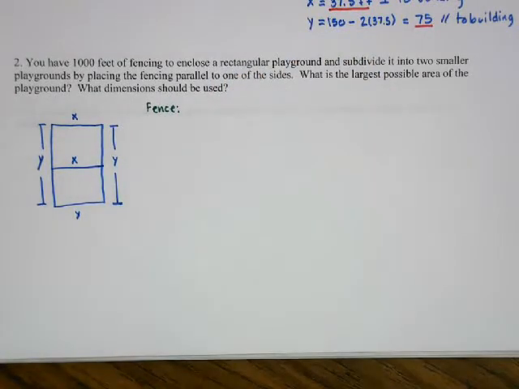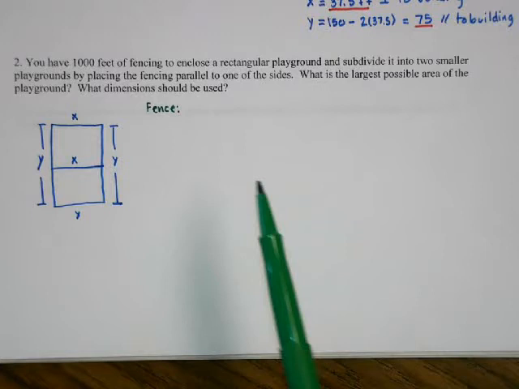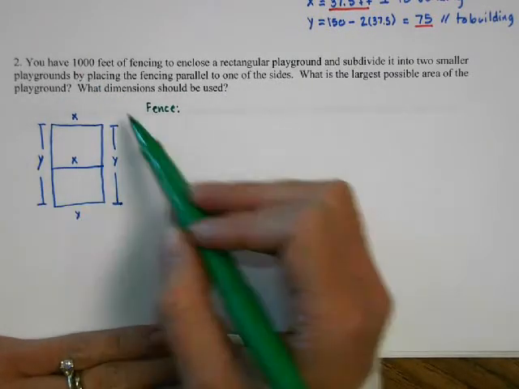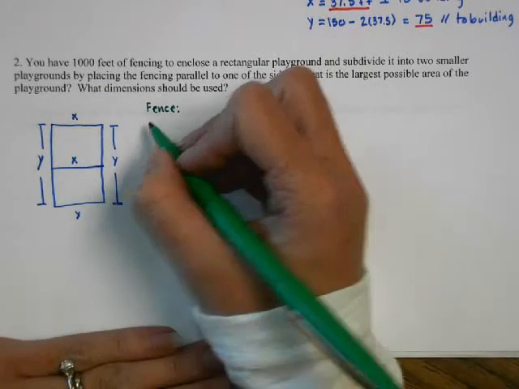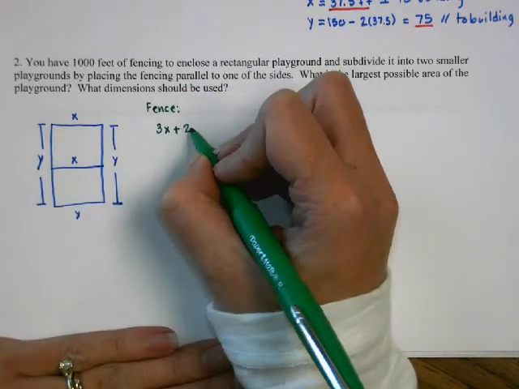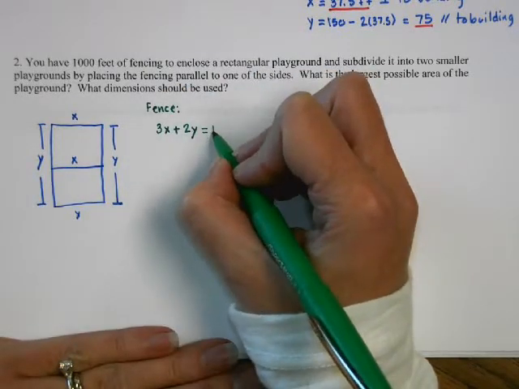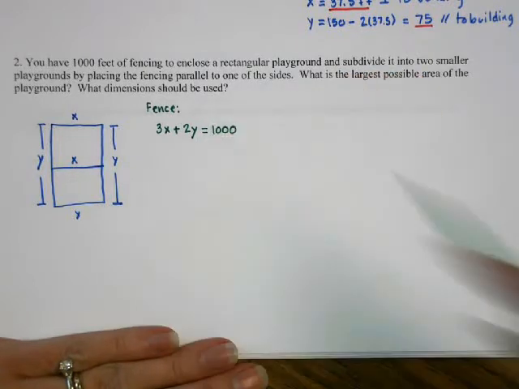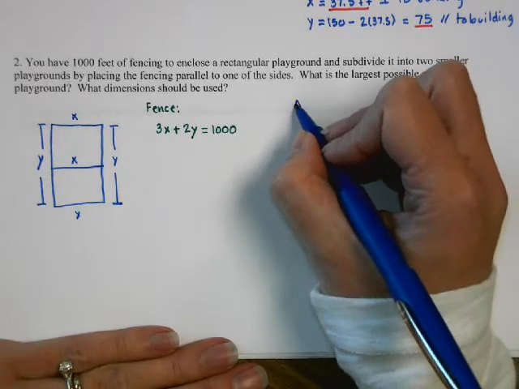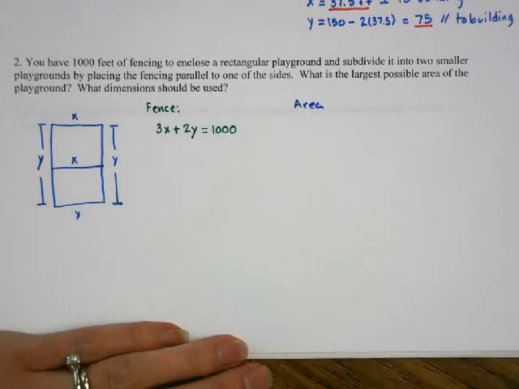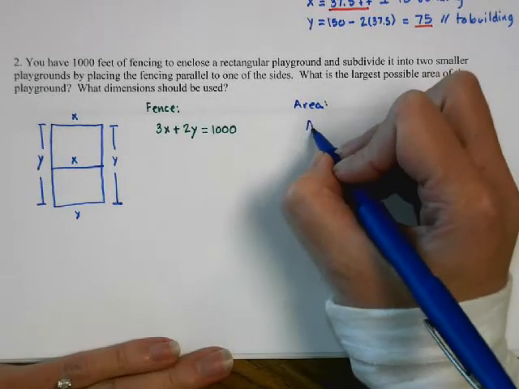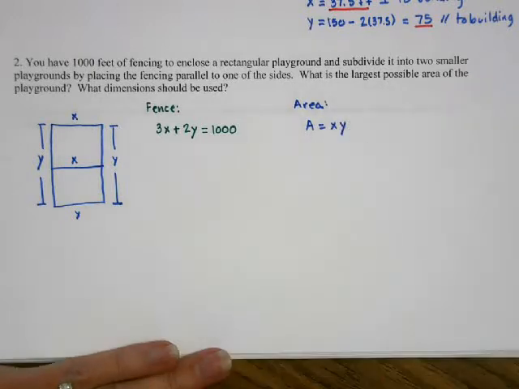Again, you can start with what you're trying to maximize, or we can start with my known, so that's what I'm going to start with. I have 1,000 feet to build this thing. So 1, 2, 3 x's plus 2y is going to equal 1,000. I'll come back to that equation in a minute. We'll write the equation for the area. The area is still going to be x times y.